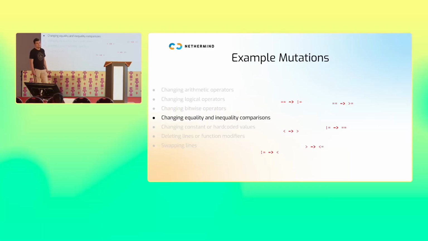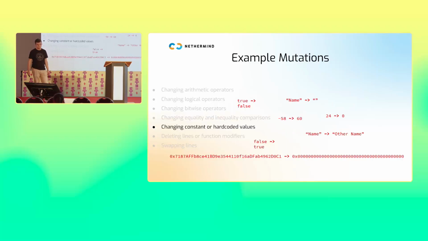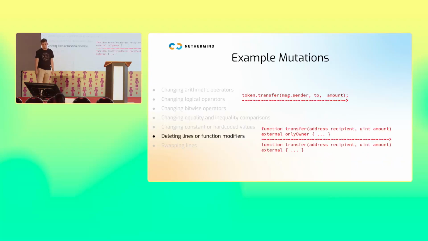This is a very relevant one. We can change equality and inequality comparisons like equals, not equals, greater than, less than, that kind of thing. We can change hard-coded values, so if we have constants in our code, we can change a negative number to a positive one, a number to 0, true to false, a string to an empty string, an address to the 0 address. We also have deleting lines or function modifiers.